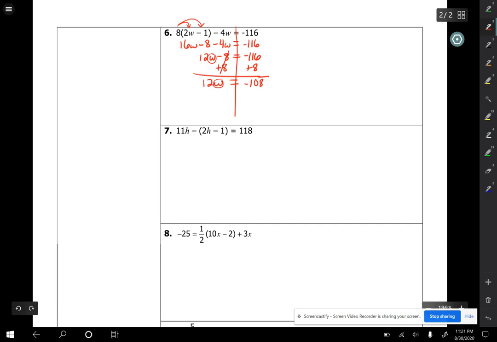Still got to solve for w. I have one more step, so I need to divide by 12 on both sides. W equals negative 9.